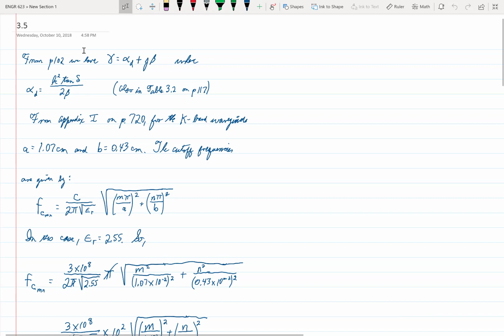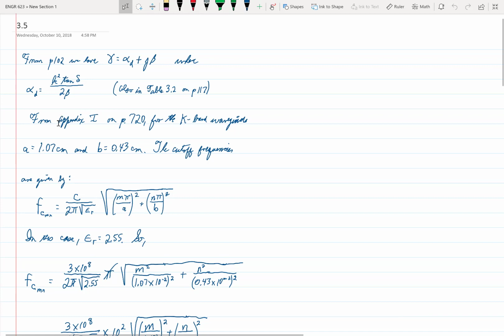If you look at page 102, we have that gamma is equal to alpha sub d, this is the alpha for the dielectric loss, plus j beta, where alpha sub d is given by this formula. And by the way, as is noted here, this formula is also in table 3.2 on page 117. That table, I think you will find quite handy.